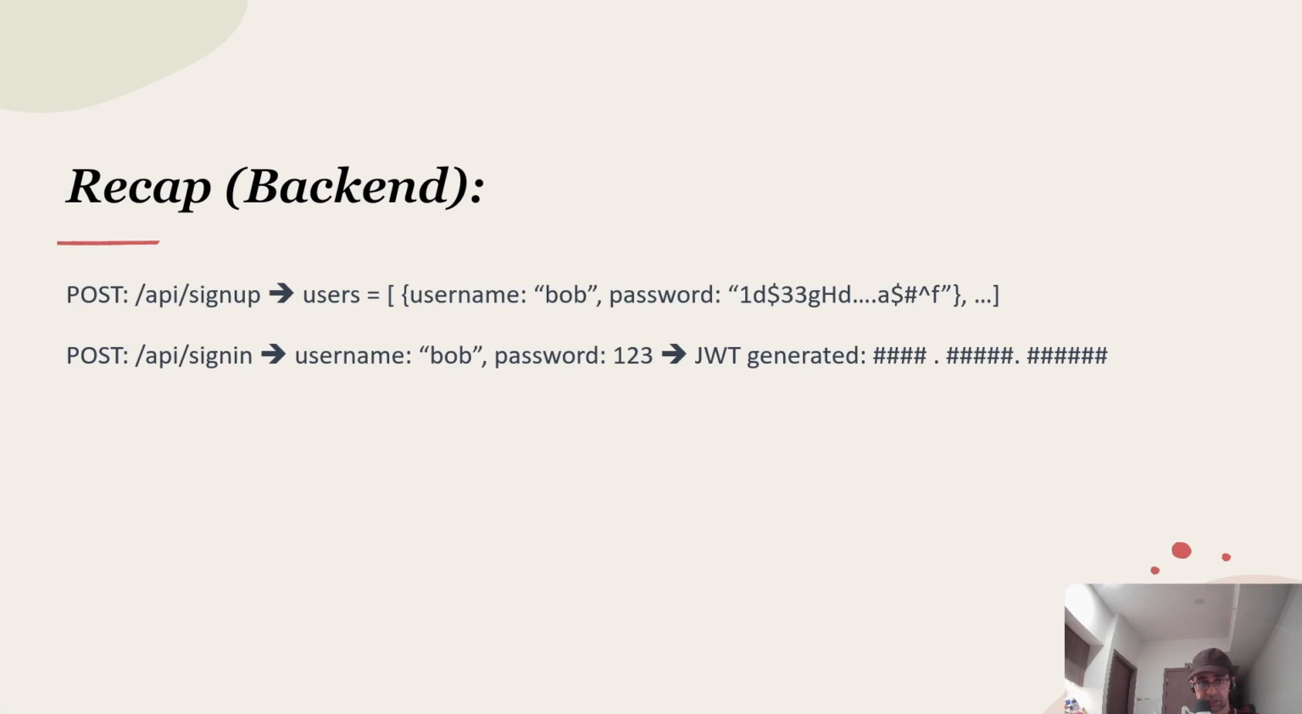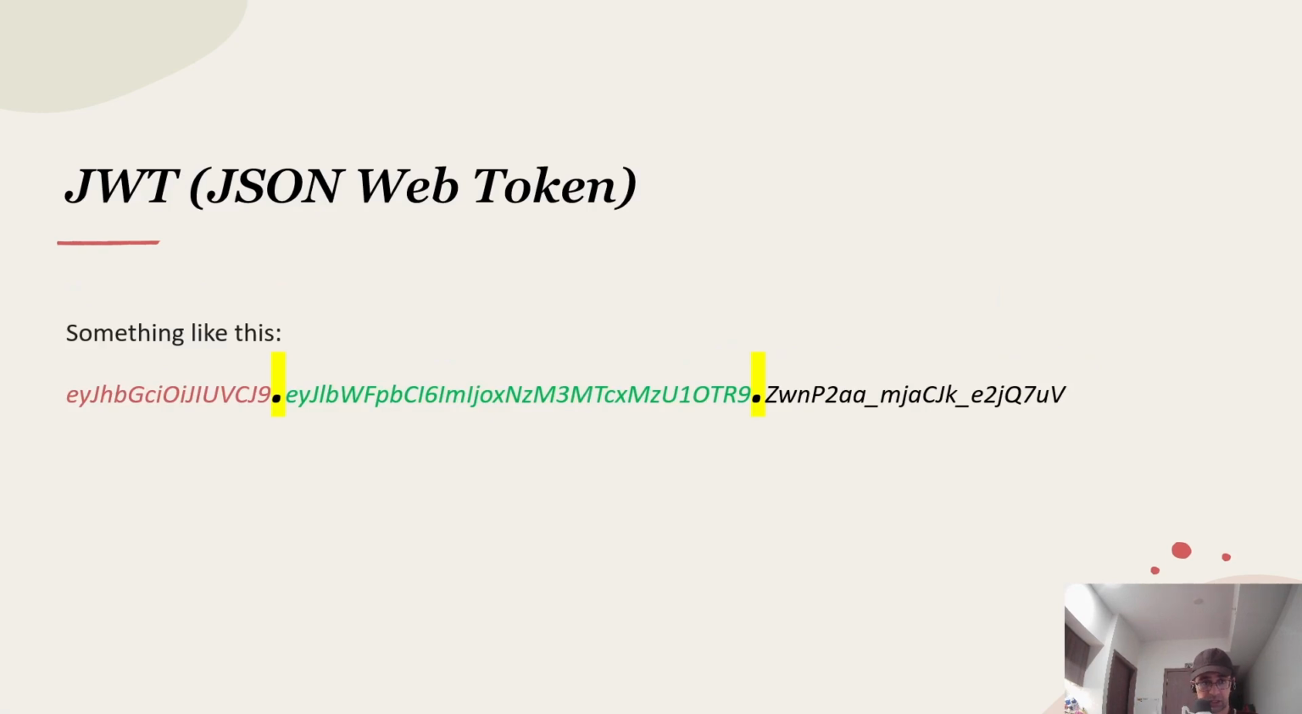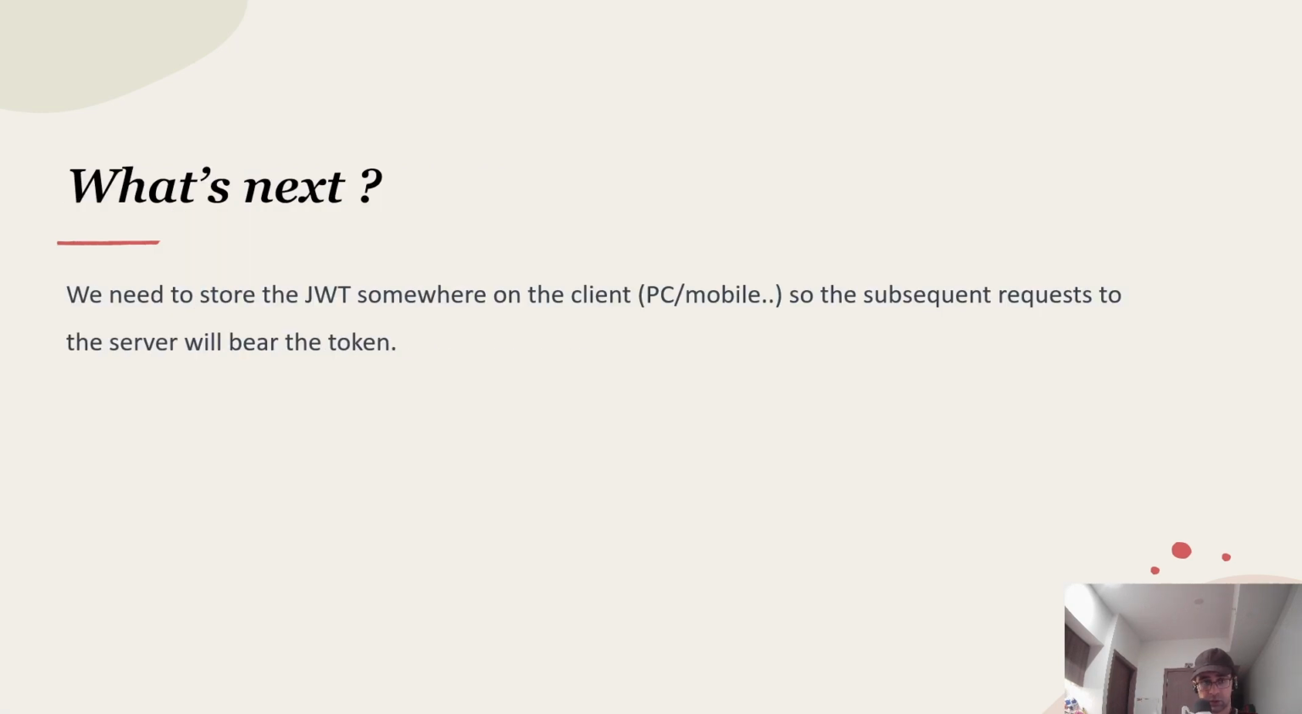They will enter the username and the actual password, 123 for example, and the result is a JWT, or JSON Web Token, would be generated. So something like this, which is comprised of 3 parts, would be generated. So what's the next step? We haven't used the JWT so far, right?